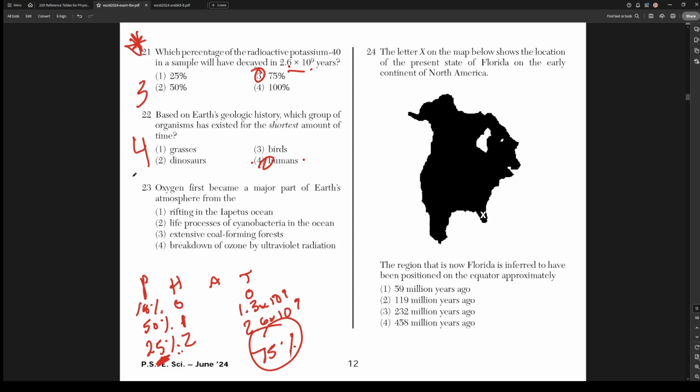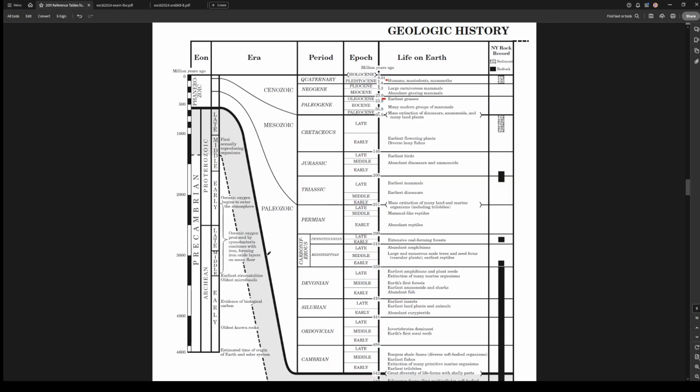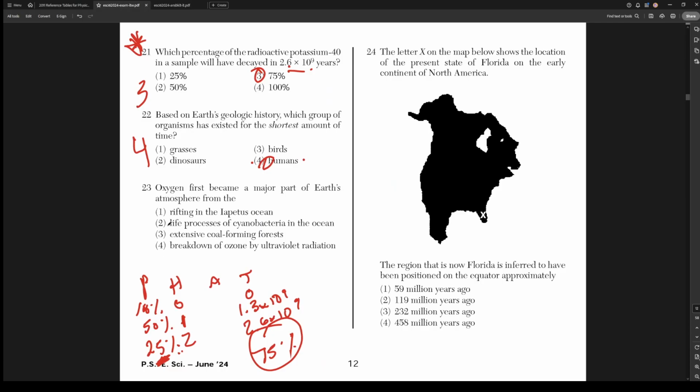Oxygen first became part of the Earth's atmosphere from what? Okay, this is on here, right here. Oceanic oxygen produced by cyanobacteria. So we're going to pick something like that. Life process of cyanobacteria, too.